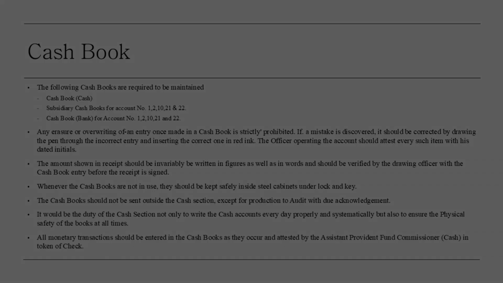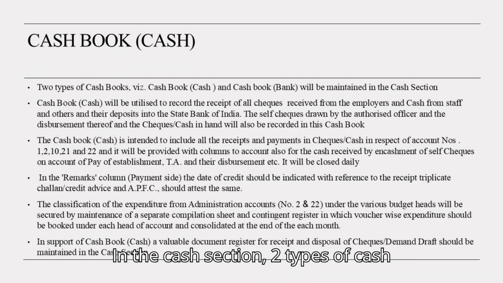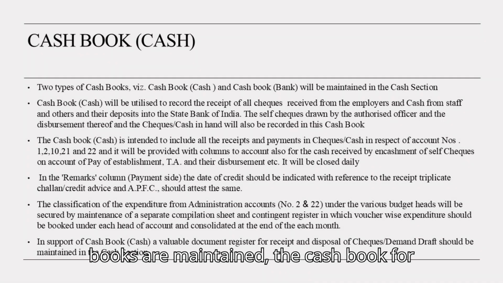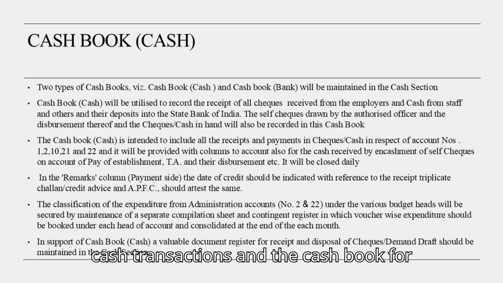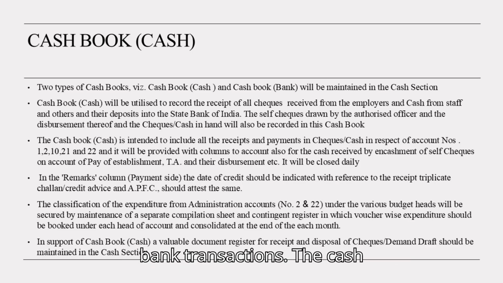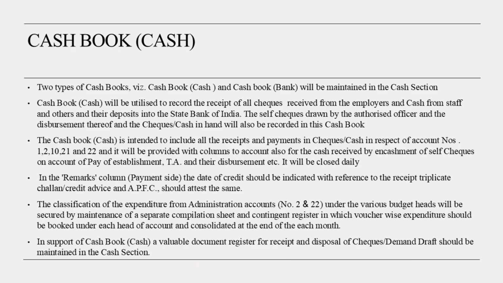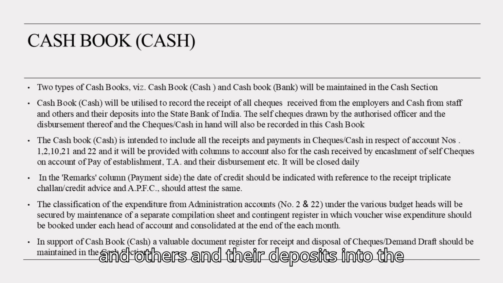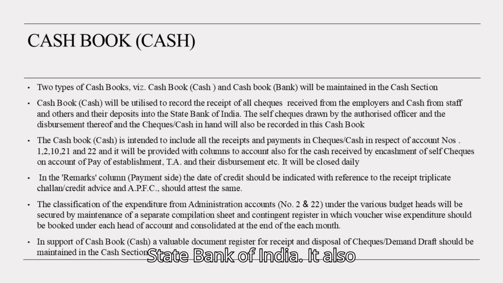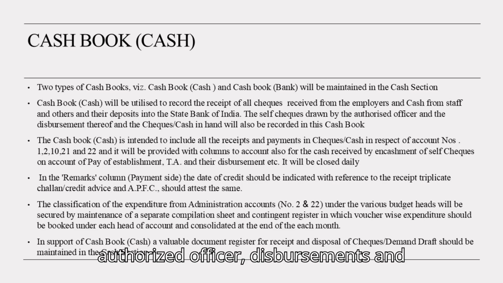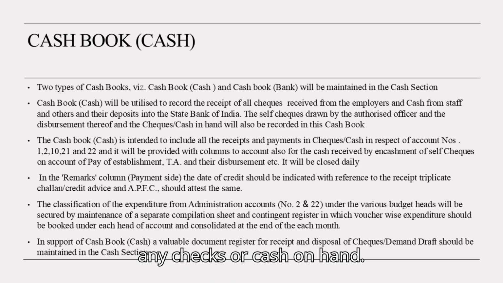verification. In the cash section, 2 types of cash books are maintained: the cash book for cash transactions and the cash book for bank transactions. The cash book, cash, records the receipt of all checks from employers, cash from staff, and others, and their deposits into the State Bank of India. It also tracks self-checks drawn by the authorized officer, disbursements, and any checks or cash on hand.